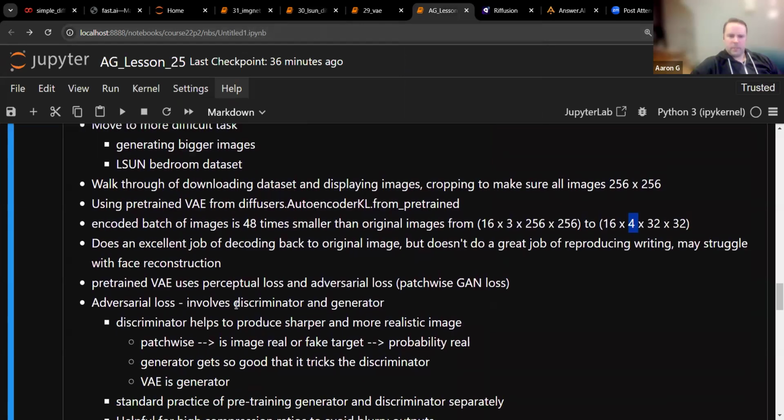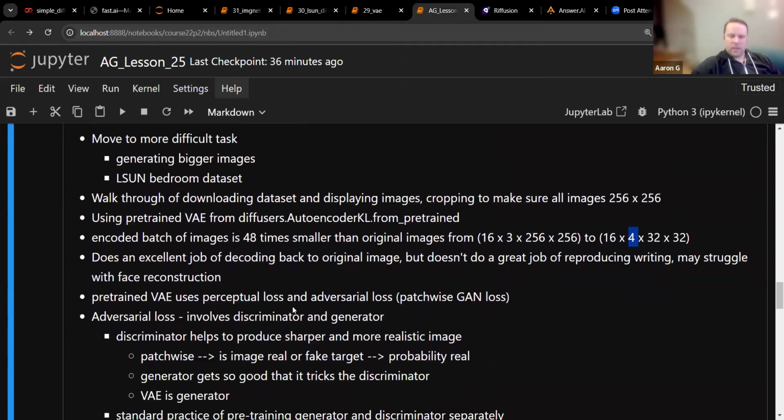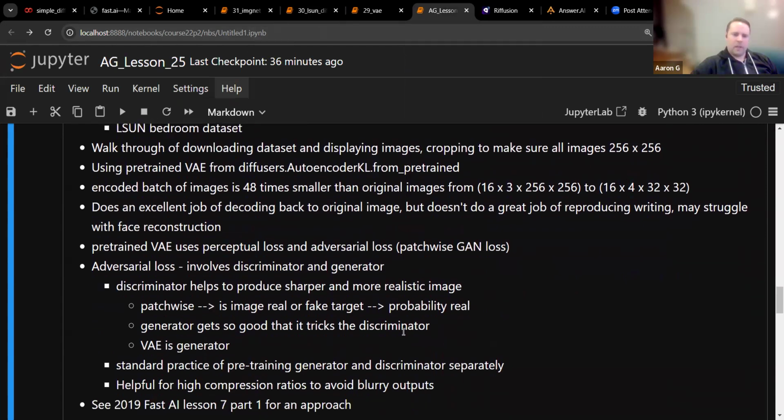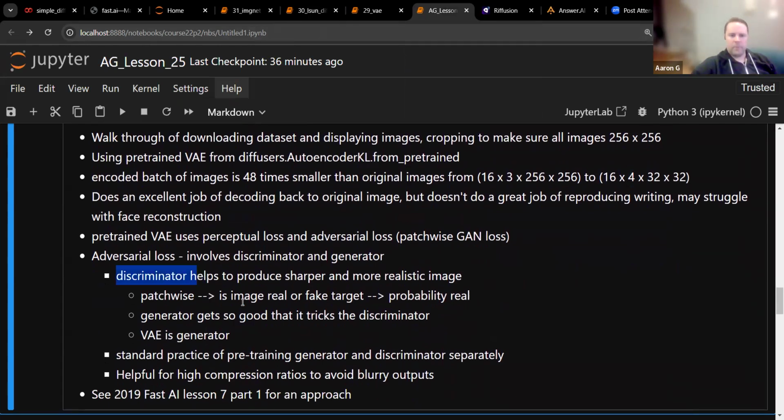All right, let me see if I missed anything here. They talked about this pre-trained VAE using perceptual loss, but also adversarial loss, which is generally how GANs are trained. You guys probably have stronger background in that than I do. But there's this iterative approach, right, where you're generating these images, and then it gets sent to the discriminator, and the discriminator returns an output.